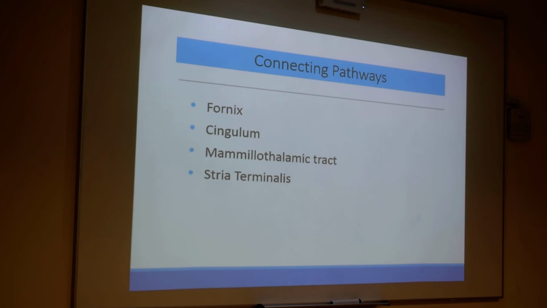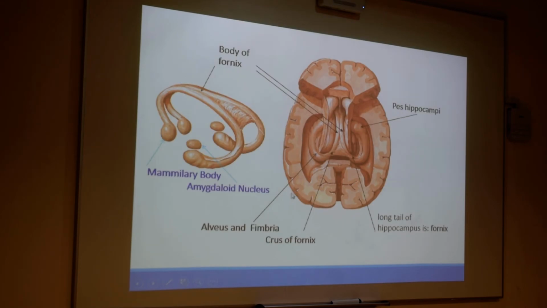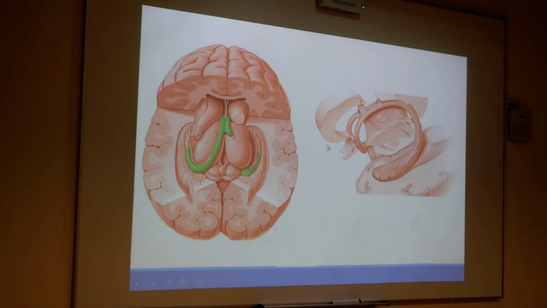Now we know the structures, we have to connect them. So we need white matter to do that. There again, a very long list. There are a lot of fibers running, but the ones I'm going to talk about are the fornix, the cingulum, and the mammillothalamic tract. Forget about this terminology for now. Okay, now go back to this slide again.